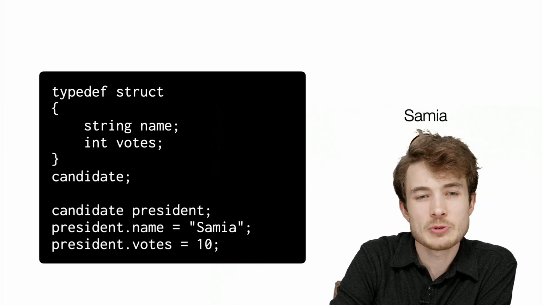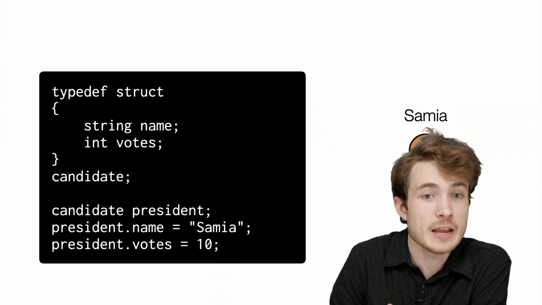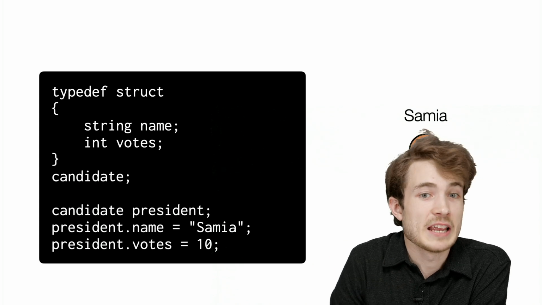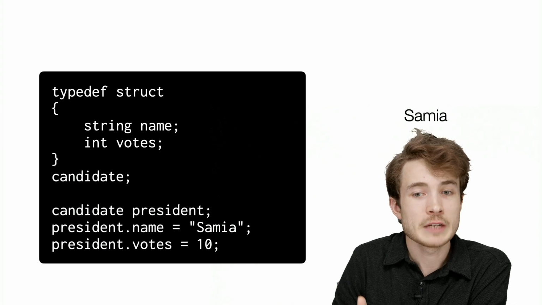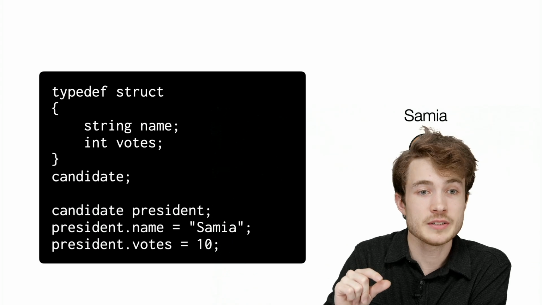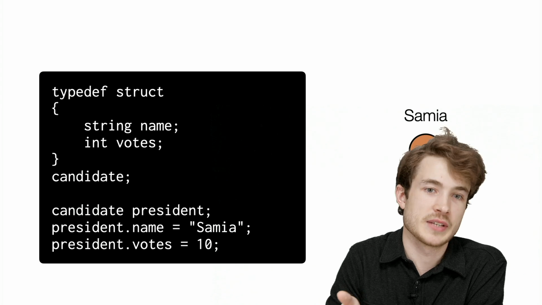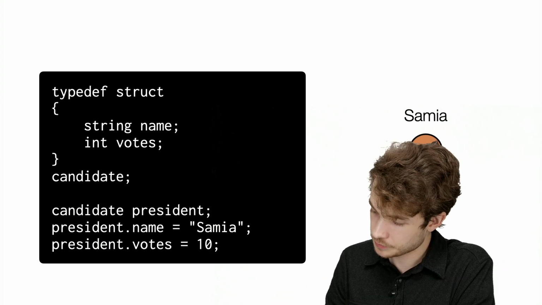So this looks a little similar to our prior syntax. We're able to say maybe int x or string name, but now we're using this name candidate as kind of a type name, if you will, for this new variable we created called president. And if I want to assign some value to the different members of president, I could simply access them using the name dot the member's name. So president.name, president.votes, and so on.